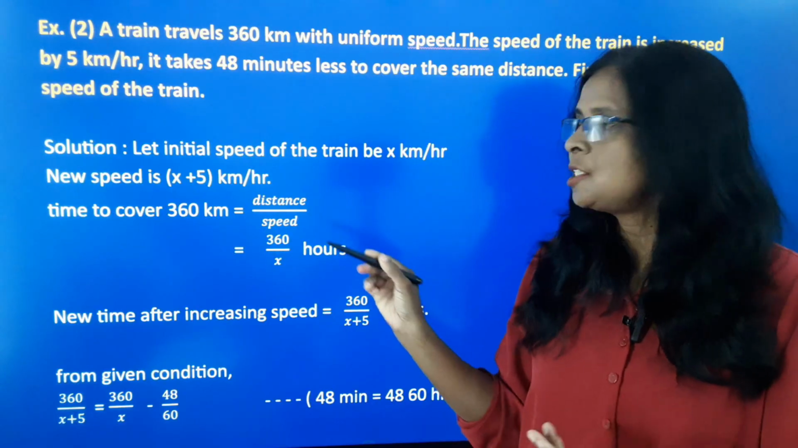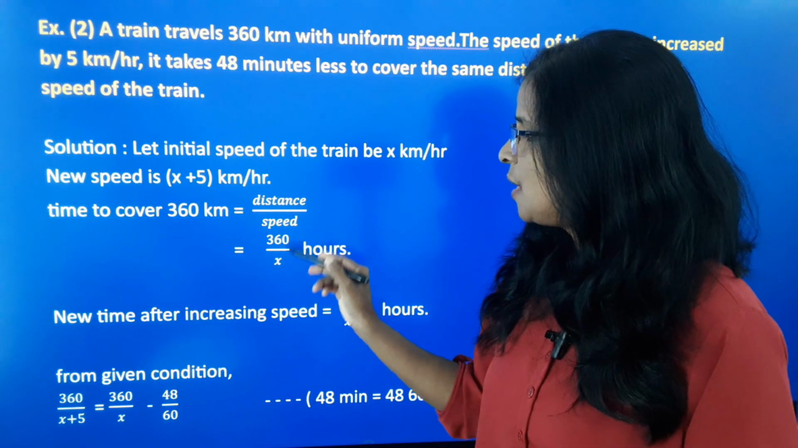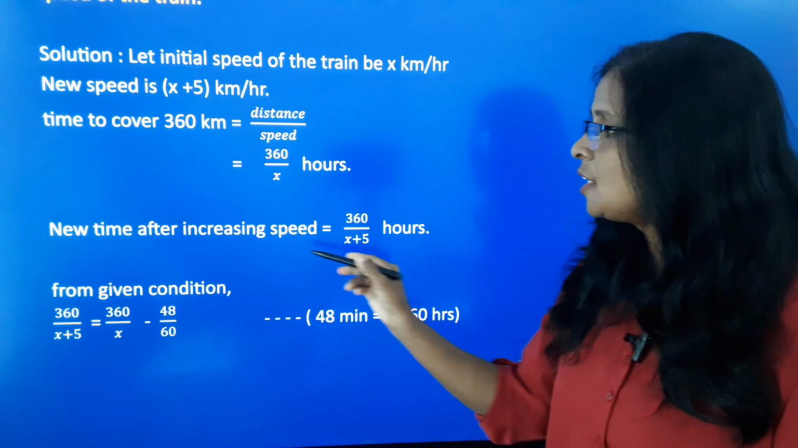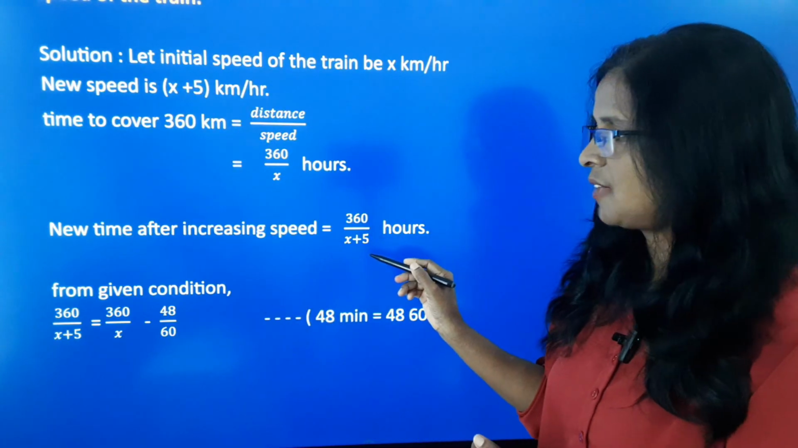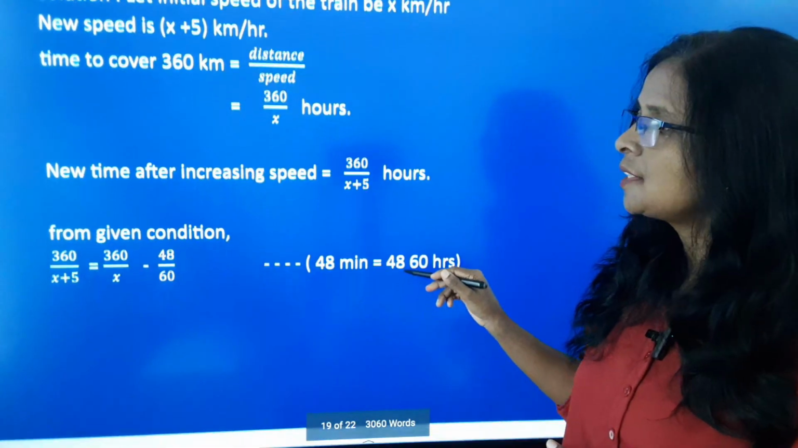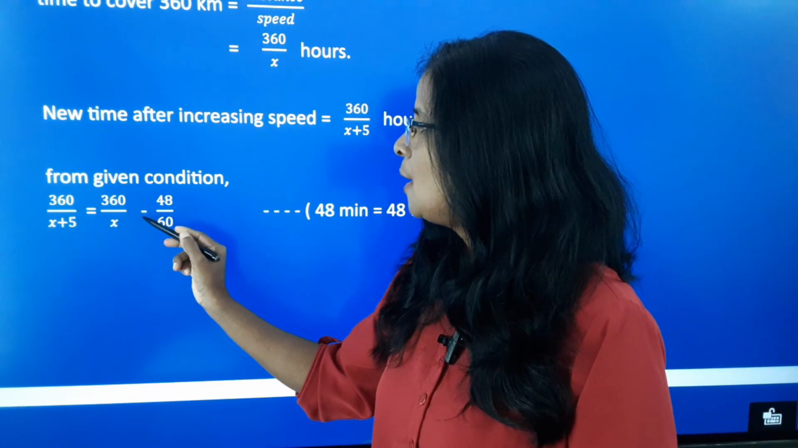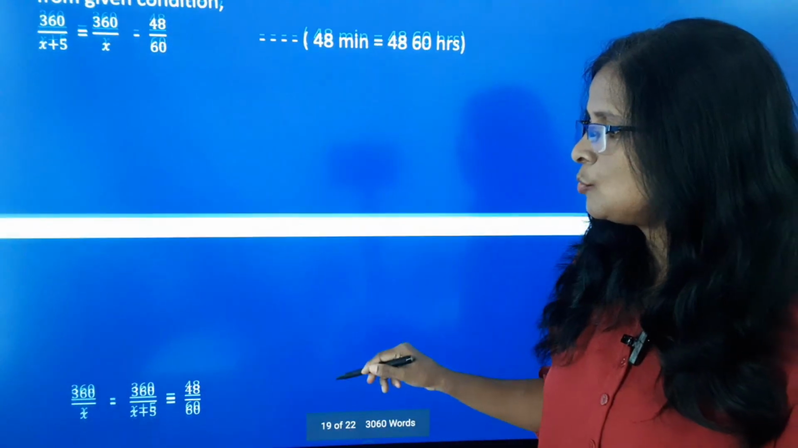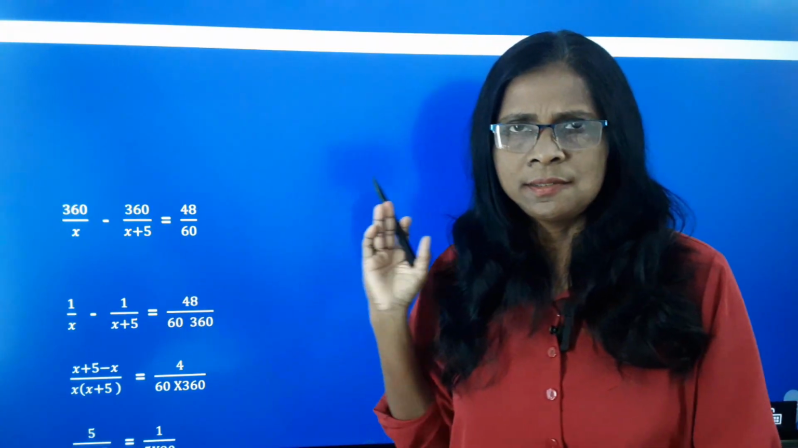So now calculate the time to cover 360 kilometer, and we know that the formula for the time is distance upon speed. So here distance is 360 upon speed x. Now the new time after increasing speed will be 360 upon x plus 5. So from the given condition, 360 upon x plus 5 is equal to 360 upon x minus 48 upon 60.